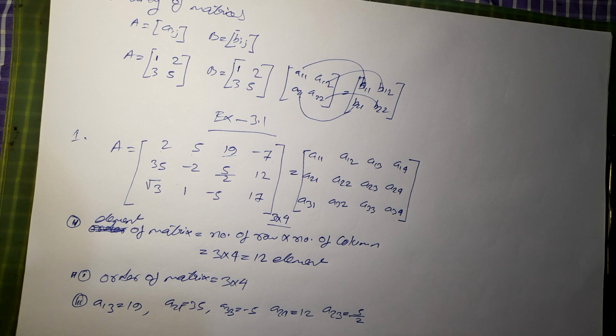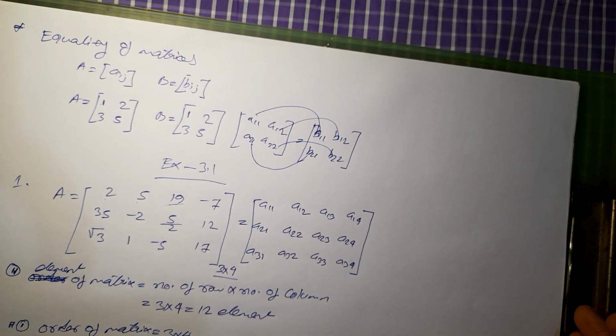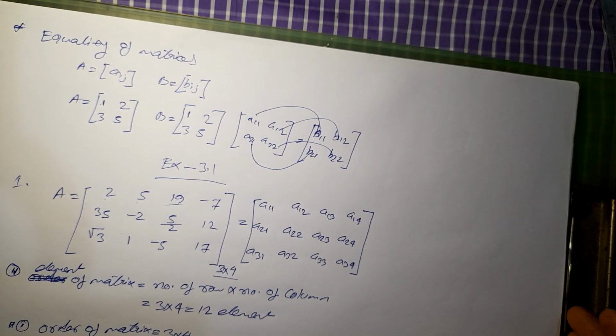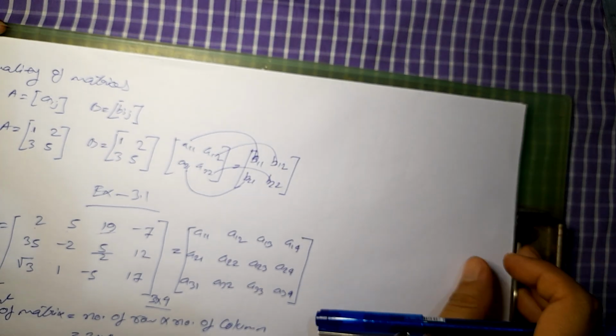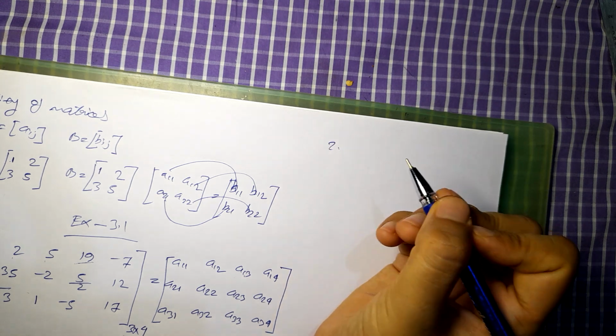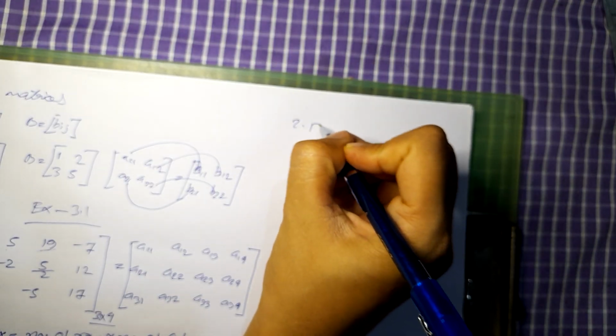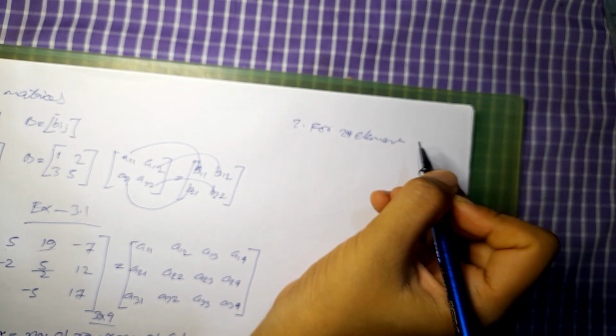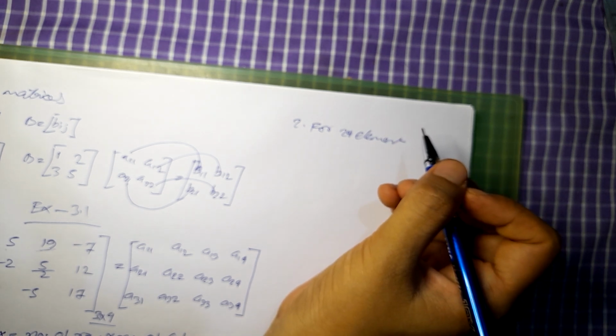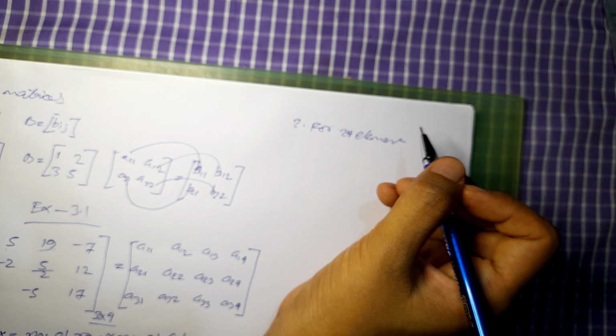So the first is question number 2. Already they mentioned elements, how many? 24 elements. It's like a multiplication. Just remember this. In how many ways, if you multiply two numbers, will we get 24? That is the question. Simplest question to understand.